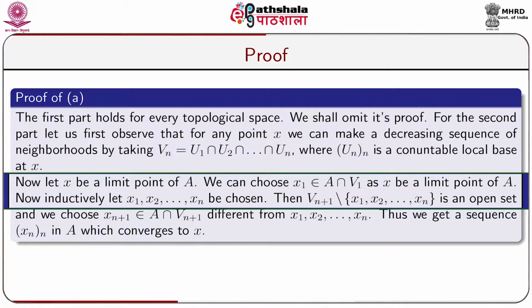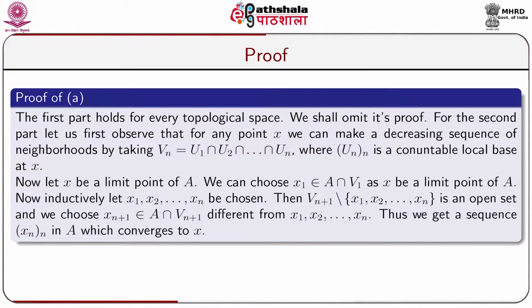Now let x be a limit point of a set A. We can choose some x1 belonging to A intersection V1, as x is a limit point of A. Now inductively let x1, x2, up to xn be chosen. Then V(n+1) minus {x1, x2, ..., xn} is an open set, as the finite set {x1, x2, ..., xn} is closed and V(n+1) is an open neighborhood of x.